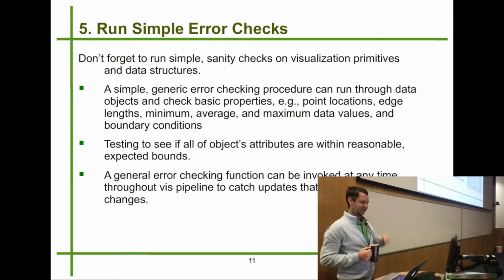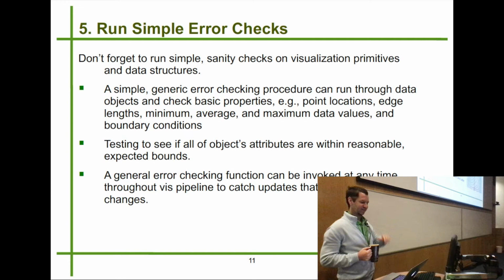Five is run simple error checks. This is a good one. It's not that visual, actually. This is something that can be applied to any software. It's not just visual style software. Don't forget to run simple sanity checks on visualization primitives and data structures. This sentence could also read, don't forget to run simple sanity checks on any software. Right? It doesn't have to be visualization software.